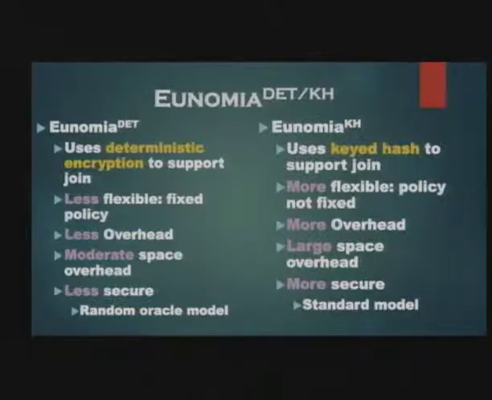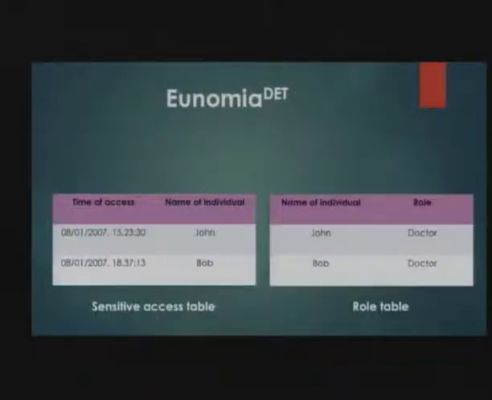Now let's look at how we would encrypt using Enumia Det. As I mentioned, this is very simple. There is no rocket science in it. So let's say we have these two tables in the audit log: the sensitive access table and the role table.